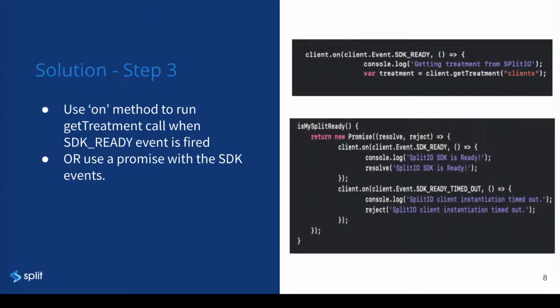You can also use a promise here, as we mentioned before, with the SDK events. So you actually create the promise and you resolve it when the SDK ready is fired, and you reject it if the SDK ready timeout fires. And it's important to make sure that the ready timeout is flexible enough so that you do not reject the promise while the SDK is still getting ready or close to being ready.